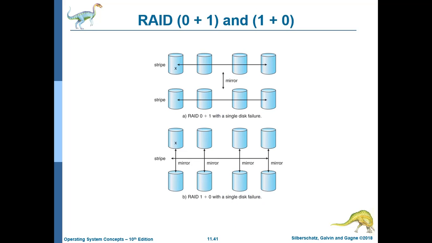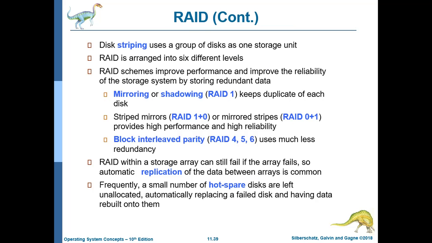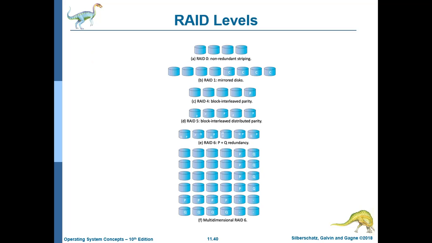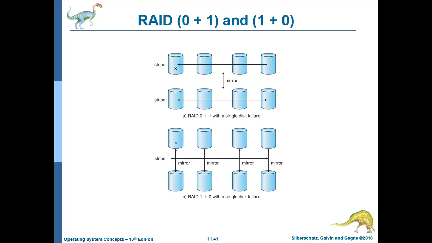Okay, next we have RAID 0 plus 1 and RAID 1 plus 0. Here is an illustration of RAID 0 plus 1 with a single disk failure. How does RAID 0 plus 1 happen? Again, we have stripes, for example, 4 stripes, and these 4 stripes are mirrored. That's the meaning of 0 plus 1: stripe, then mirror. So for RAID 0 plus 1, stripes first and then mirrored.